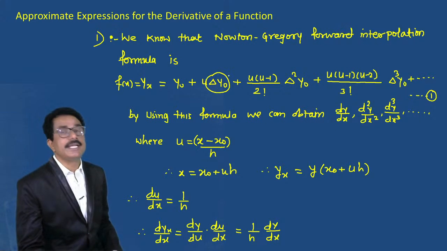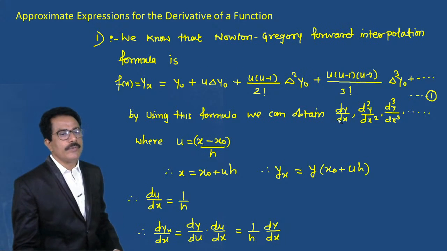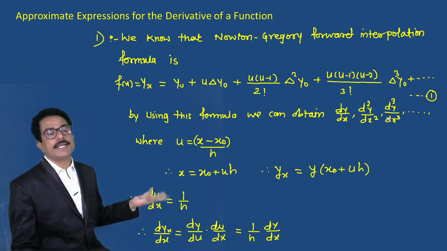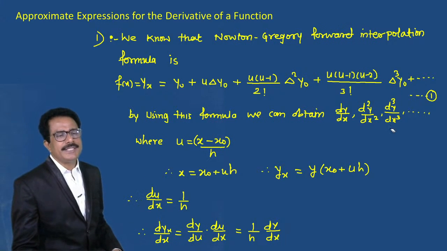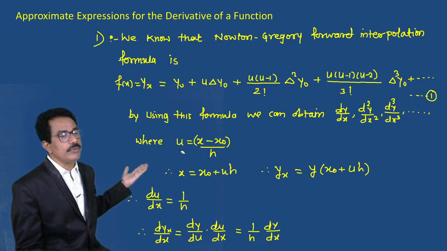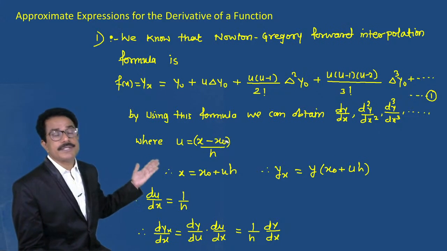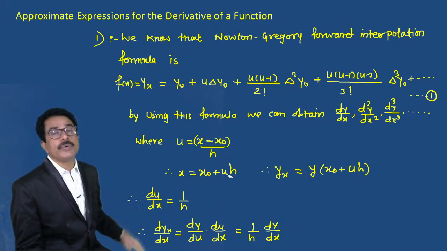This difference delta means f of x plus h. Okay. So we can write dy by dx, d2y by dx square, d3y by dx cube in this way. These terms, d3y by dx cube, mean the terms keep getting smaller. Where you know that u is equal to x minus x0 divided by h. So x is equal to x0 plus uh.